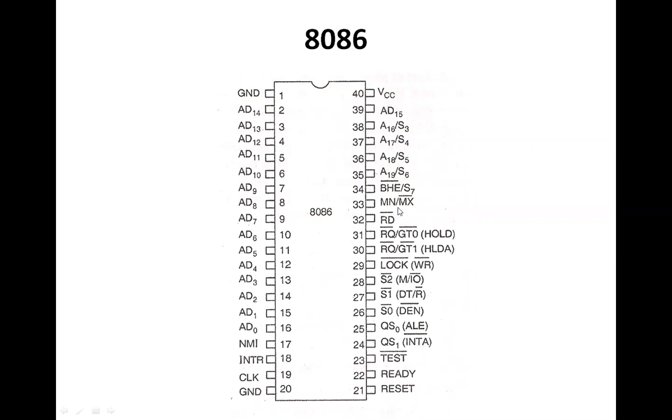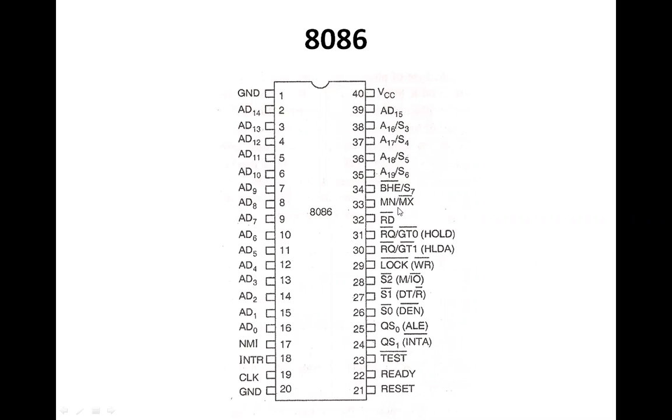Then the minimum/maximum pin, which is pin number 33. This pin is going to select the mode in which the microprocessor will be working. Either it will be working in minimum mode, or it will be working in maximum mode. Whatever operation we want to perform with the microprocessor, accordingly this signal will be high or low. If it is high, it is working in minimum mode. Whenever it is low, it is working in maximum mode. So when minimum mode is selected, the minimum/maximum pin input is connected directly to +5 volts, because it requires the high signal.